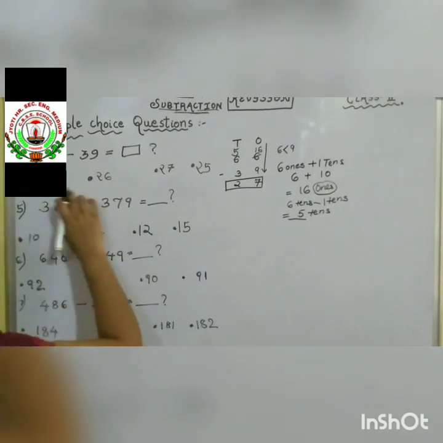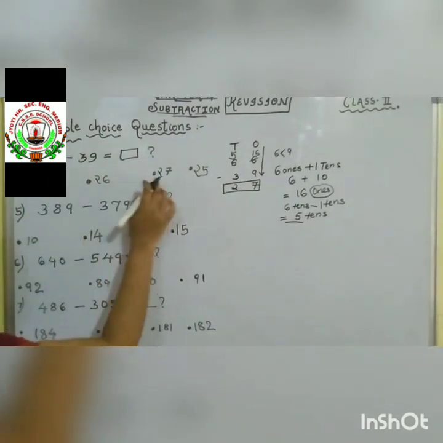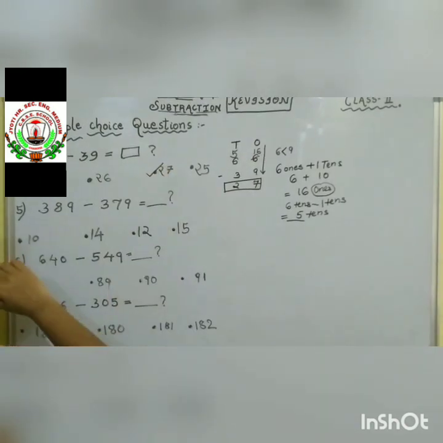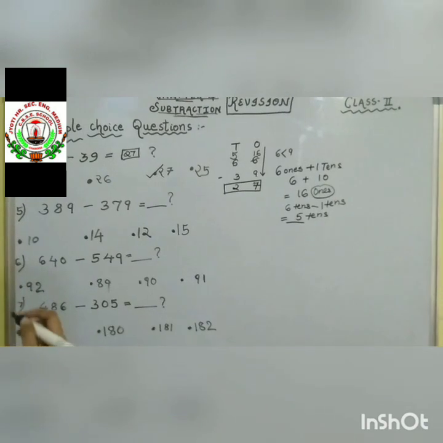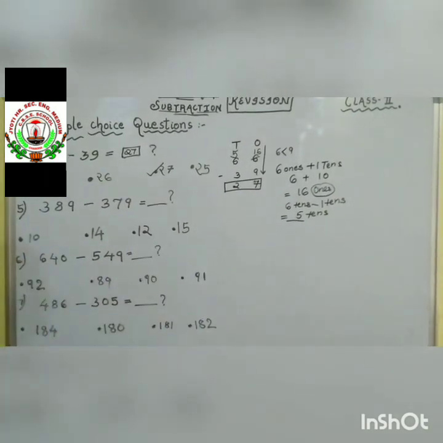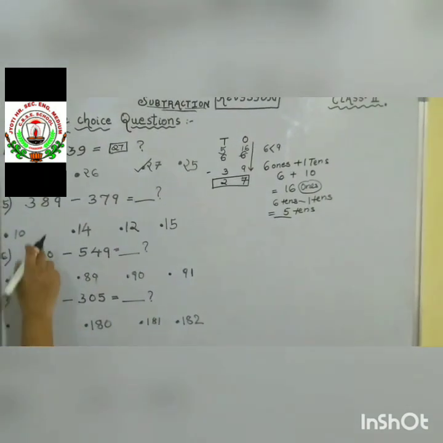Are we able to see our answer 27 in the options? Yes, it is there. So we'll put a tick mark on the answer 27 and we'll write it down in the box. It is given, or else just put a tick mark over the right answer. Now let us see the next question.